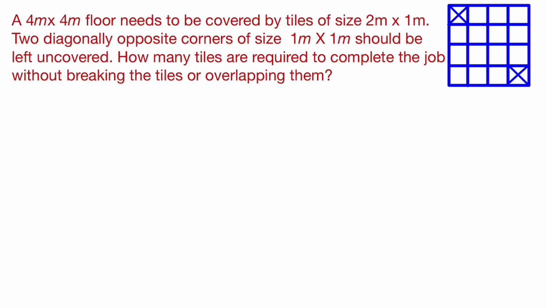In this video, we are going to solve a very interesting aptitude problem. A 4 meter by 4 meter floor needs to be covered by tiles of size 2 meter by 1 meter. Two diagonally opposite corners, that means this corner and this corner, of size 1 meter by 1 meter should be left uncovered. How many tiles are required to complete the job without breaking the tiles and overlapping them?